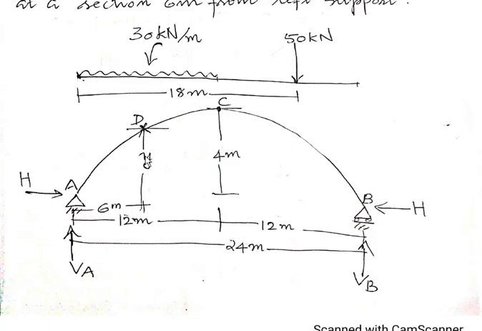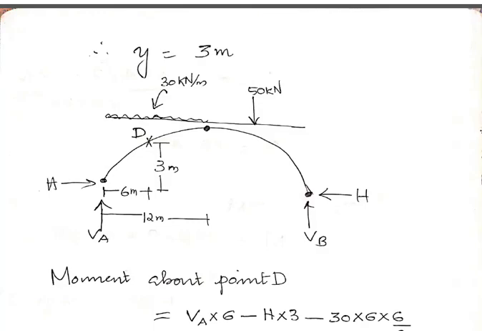So here, using the equation, we have calculated the value of y also. Here y is equal to 3 meter, as in this figure. Now in our question, the moment about this point D is asked. So first of all, let's find out the moment about this point D.